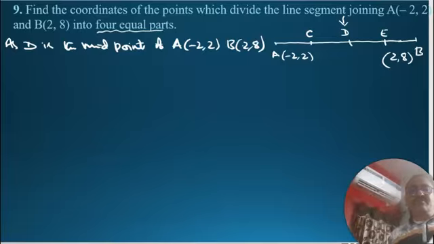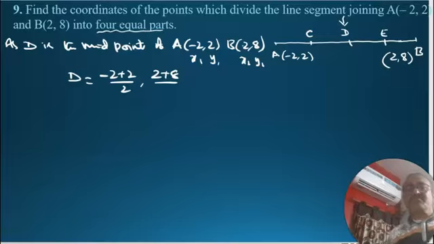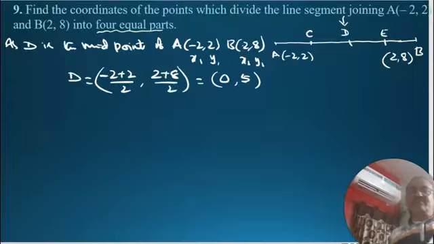We know that the midpoint formula gives the coordinates of D, letting x1 y1, x2 y2: x1 plus x2 by 2, which is minus 2 plus 2 by 2, comma, 2 plus 8 by 2. That is minus 2 plus 2, 0. 2 plus 8 by 2 means 10 by 2, that is equal to 5. This is D.